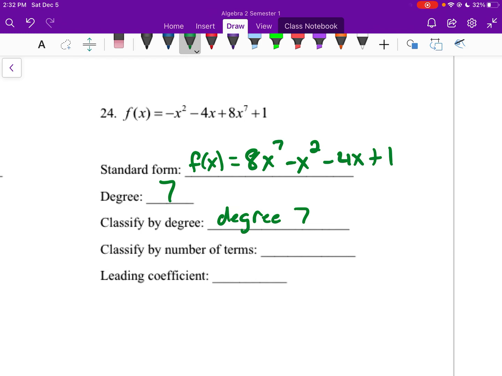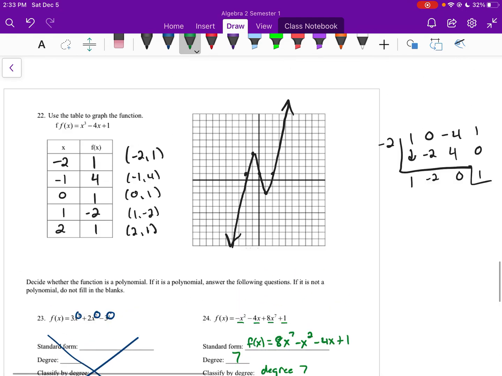Remember, degree 0 is constant. Degree 1, linear. Degree 2, quadratic. Degree 3, cubic. Degree 4 is quartic. After that, we're just going to say degree 5, 6, 7, whatever the actual degree is. Classify by number of terms: 1, 2, 3, 4 terms. Remember monomial, binomial, trinomial. And once we get to 4, we just say polynomial, poly meaning many. And finally, the leading coefficient is just that first coefficient you see in standard form, which is 8 in this case.